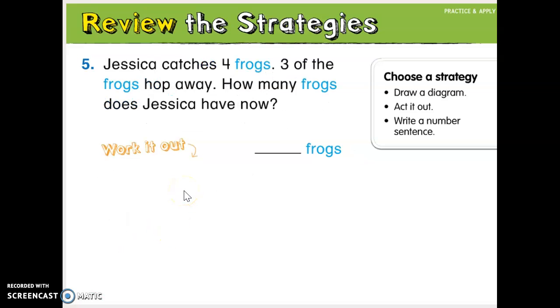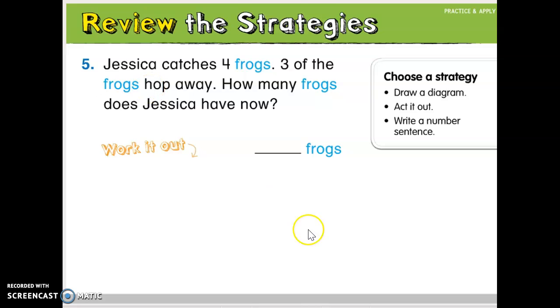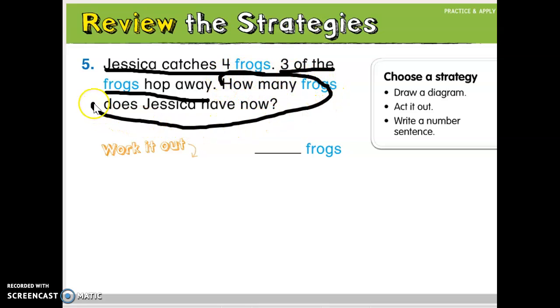Okay, we're on number 5. Jessica catches 4 frogs. 3 of the frogs hop away. How many frogs does Jessica have now? So let's get out our writing tools. We're going to start by underlining what we know. I'm going to use my medium line here. I know that Jessica catches 4 frogs. 3 of the frogs hop away. How many frogs does Jessica have now is what I want to solve. So I'm going to circle that.